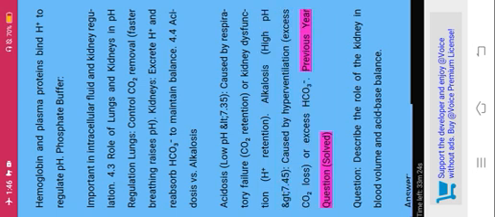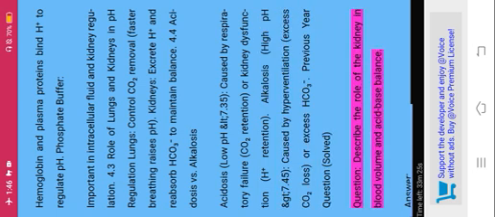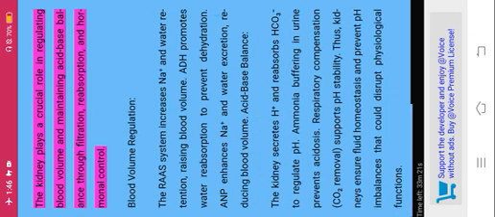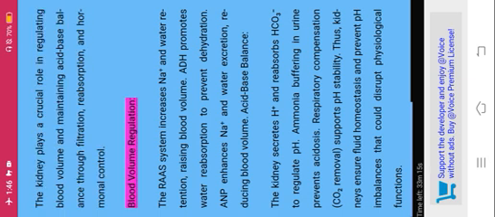Previous year question solved. Question: describe the role of the kidney in blood volume and acid-base balance. Answer: the kidney plays a crucial role in regulating blood volume and maintaining acid-base balance through filtration, reabsorption, and hormonal control. Blood volume regulation. The RAAS system increases sodium and water retention, raising blood volume.